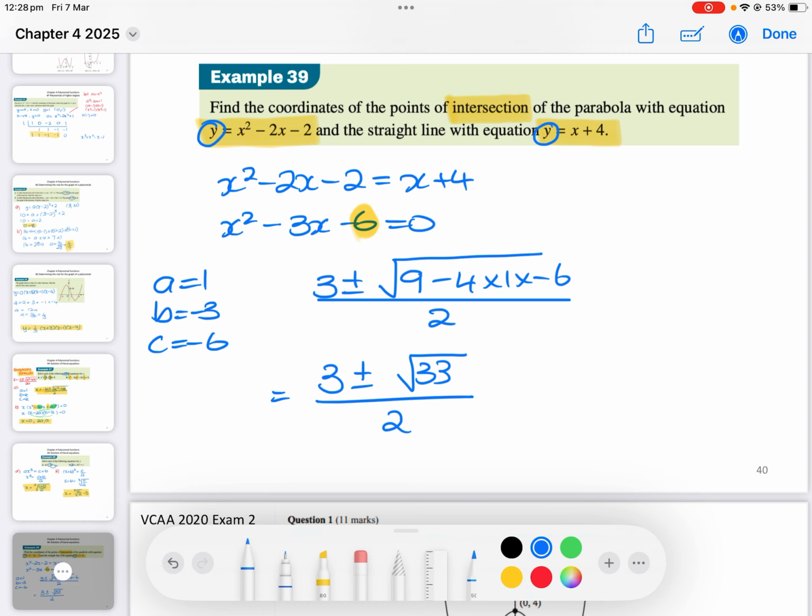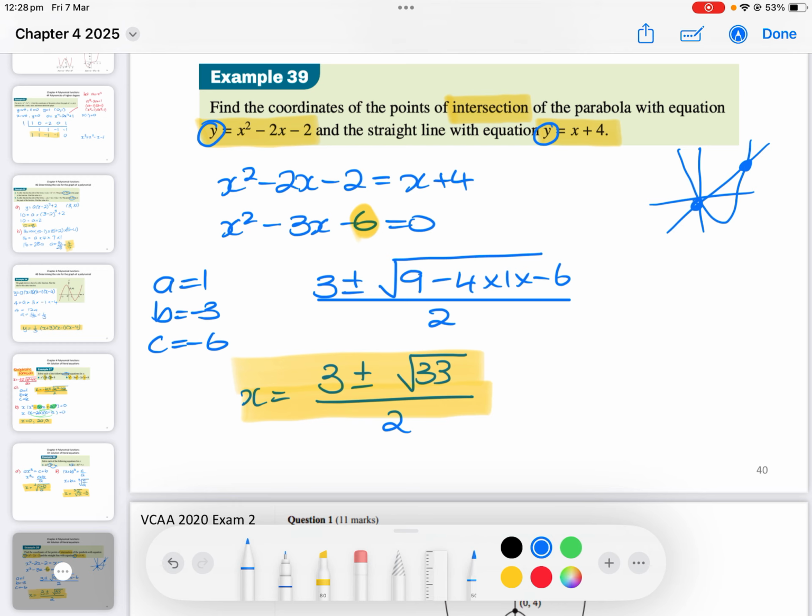All right, have we finished? No, we haven't, because that's just given me my 2 x coordinates when they meet. If you think about what this looks like, we've got some sort of parabola, I'm just going to draw it wherever, and a straight line. So they're going to meet at 2 spots. So my x coordinates are 3 plus root 33 on 2 and 3 minus root 33 on 2.